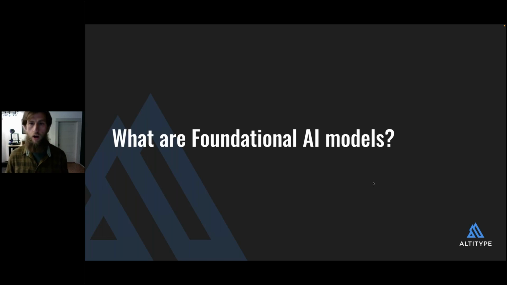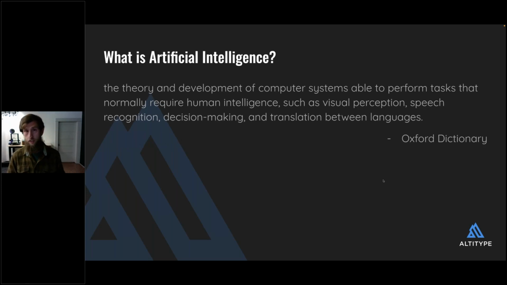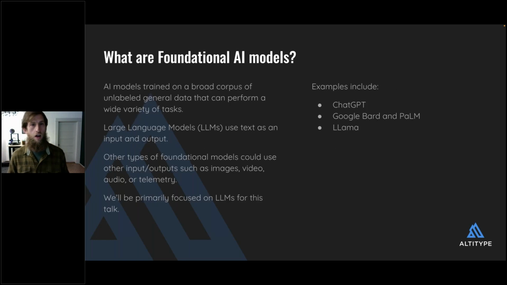So what are these foundational AI models I'm talking about here? First of all, what artificial intelligence is is a good place to start. I put just a definition from the Oxford Dictionary here, but it's really about creating computer programs where a computer can act and think like a human being. And that's important for us to think about when considering foundational models, because in a lot of ways it is maybe the closest that we get to something like artificial intelligence. And we'll talk a little bit more about that later on.